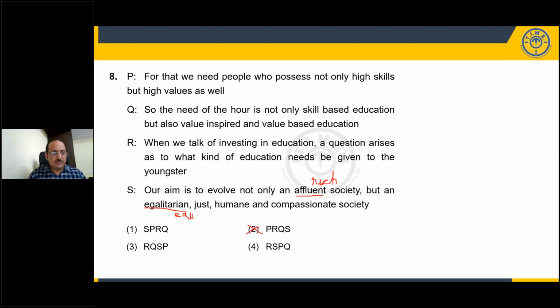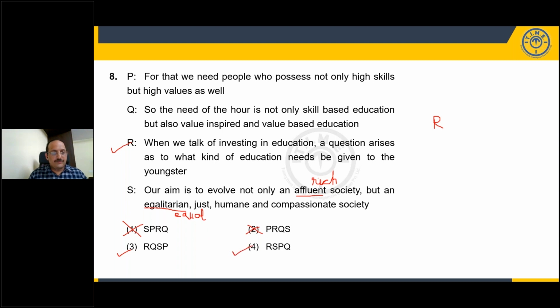So I think out here, line number R would be the first line because it talks about investing in education. And then you talk about what kind of education is needed, which is addressed in the remaining lines. So no matter whatever I do, R needs to be my first line. So 1 also gets eliminated. Both 3 and 4 have R as the first line.